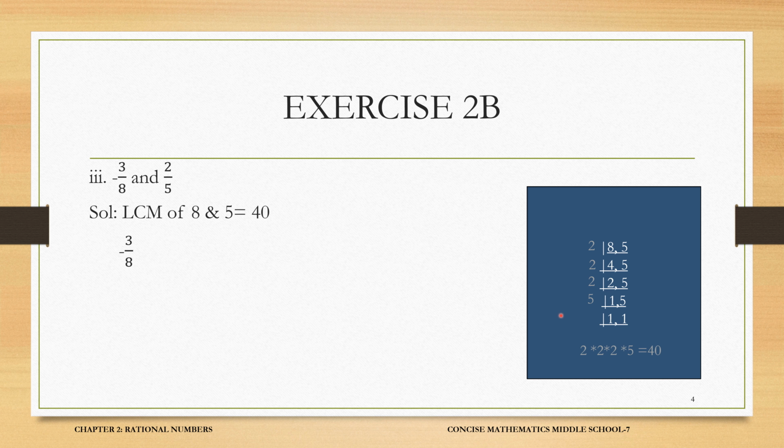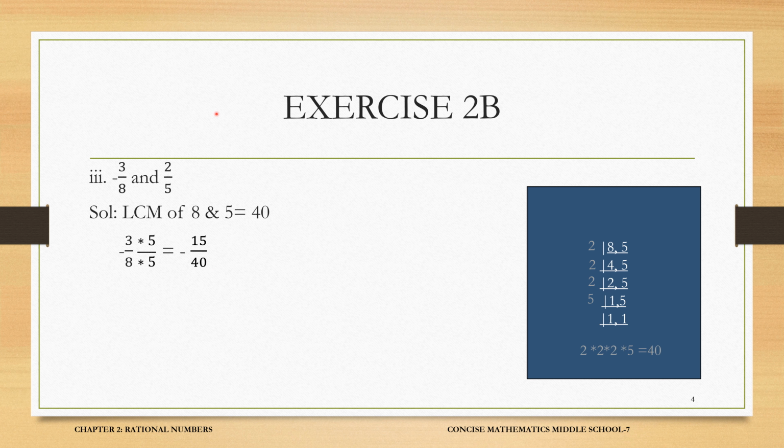that is 40. Now just take the first rational number, that is minus 3 by 8, and you have to make this denominator 8 into 40. So with which number you have to multiply to make this 40? 5 8s is 40, right? So multiply both sides with 5. So it becomes minus 15 by 40.